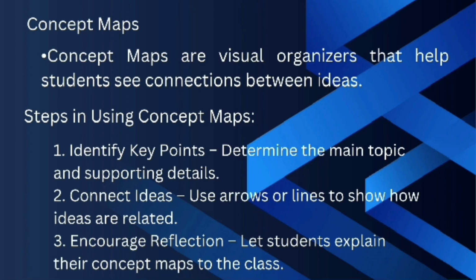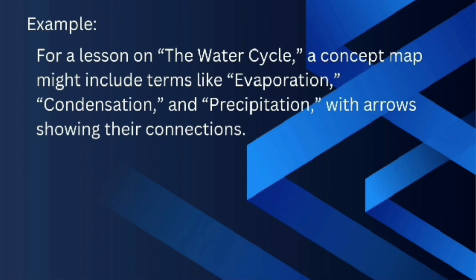So let's proceed to the steps in using concept maps. First one, identify key points, or determine the main topic and supporting details. Second one is connect ideas, using arrows or lines to show how ideas are related. And the third one is encourage reflection, or let the students explain their concept maps to the class to summarize the text meaningfully. So, for example, a lesson on the water cycle, the concept map might include terms like evaporation, condensation, and precipitation with arrows showing their connections.